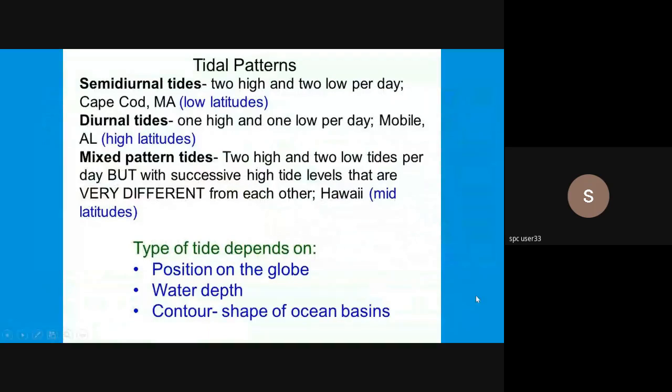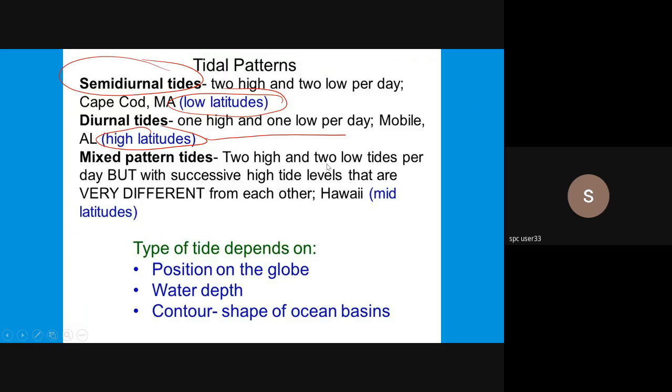Okay, tidal patterns, you have different types of tidal patterns. So you have what are called, in low latitudes particularly, semi-diurnal. That's two high tides and two low tides per day. In high latitudes, you'll see that you go to diurnal, one high and one low per day. And you could have mixed patterns in the mid latitudes.